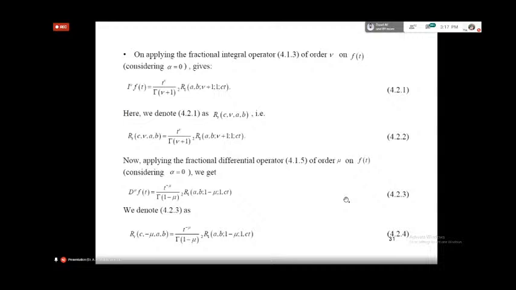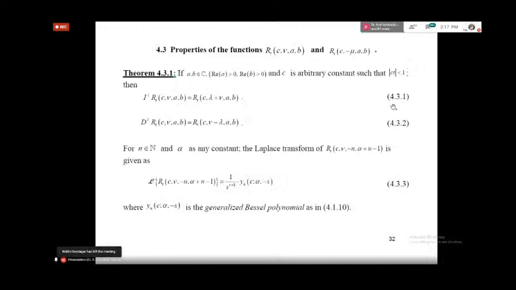And now here we have some properties. There are some properties in the form of 4.2.1, 4.2.2, 4.2.3, 4.2.4, and this is 4.3.1. This is the property of the function. So here we define it like this, operating this I lambda. This I lambda is R_T, C, V, AB, so this is R_T, the C lambda plus B and AB is 4.3.1.